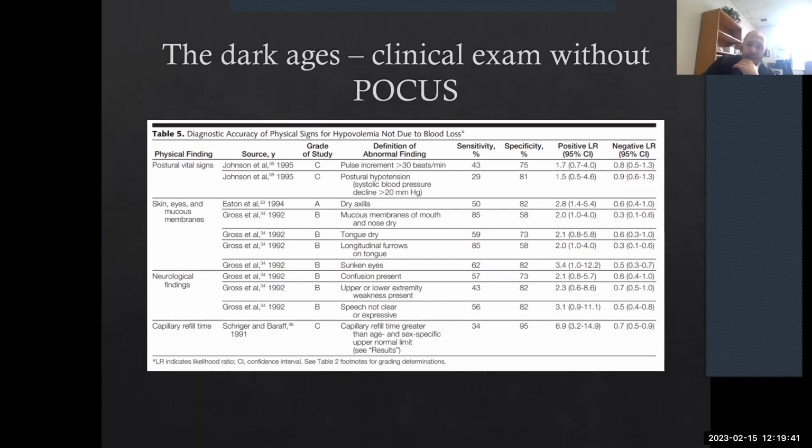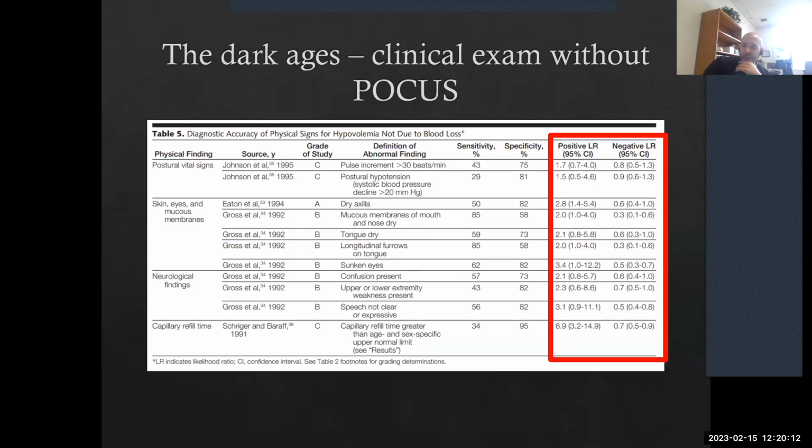Multiple different studies looked at different investigations, and you can see on the right side the likelihood ratios. There's really no good physical exam finding for you to see whether someone has hypovolemia. And again, hypovolemia does not necessarily correlate to fluid responsiveness, but the poor quality of these physical exam findings further highlights the need for more information and a different approach to our care of patients.